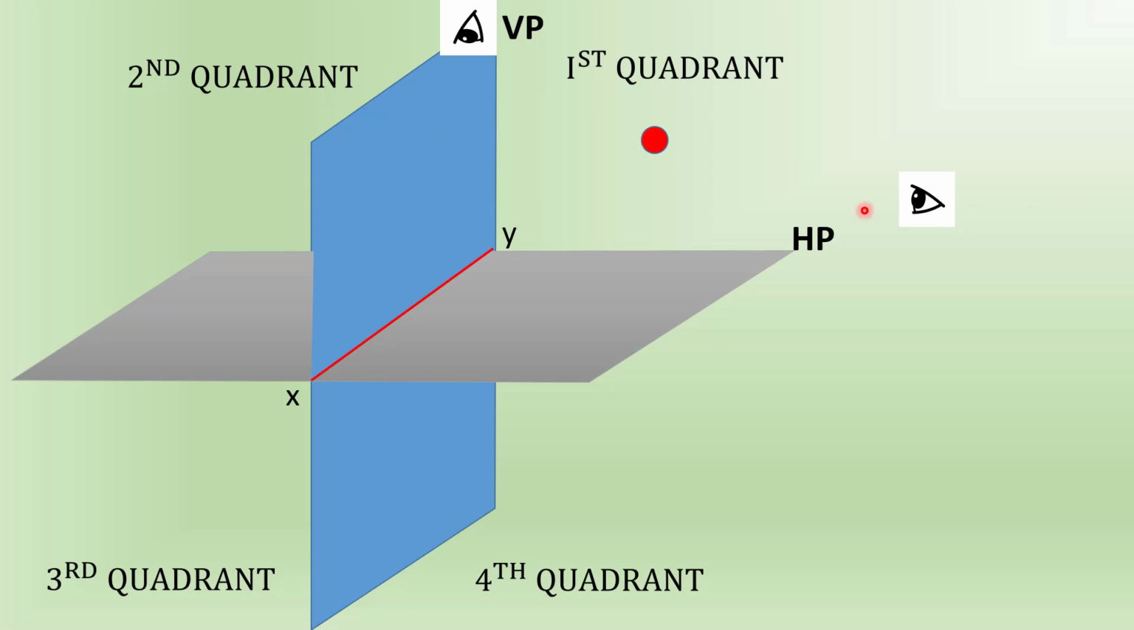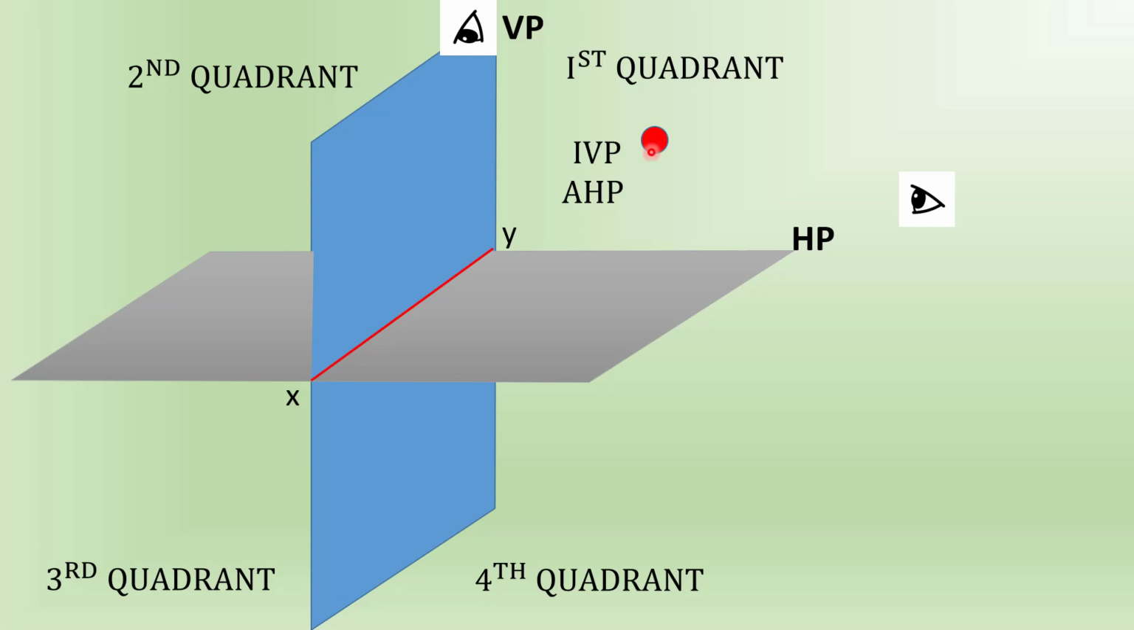Here you can see that the point is lying in front of the vertical plane. Right? We are looking from here. So this point is in front of the vertical plane and above the horizontal plane. So if a point lies in the first quadrant, we can say that it is some distance in front of the vertical plane, which is denoted by VP here, and some distance above the horizontal plane.